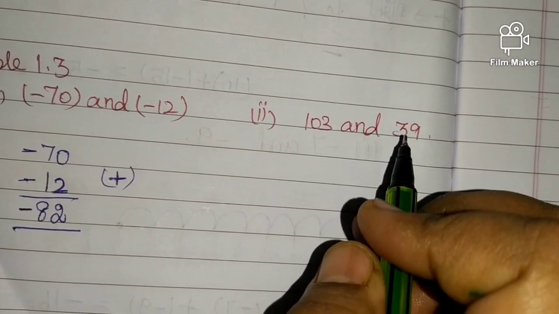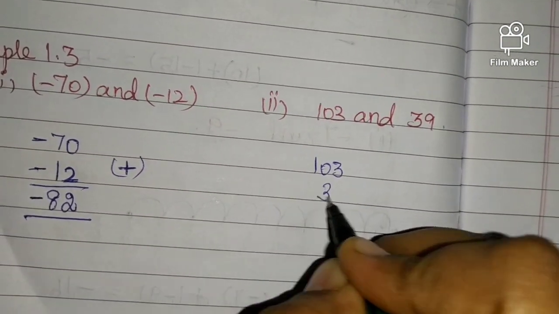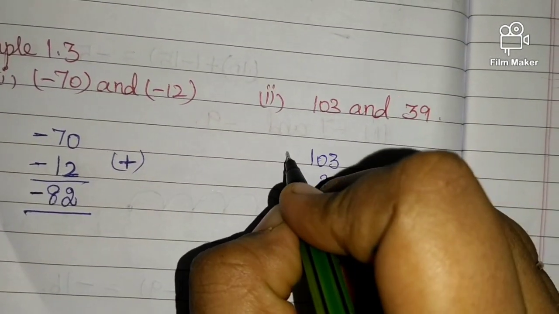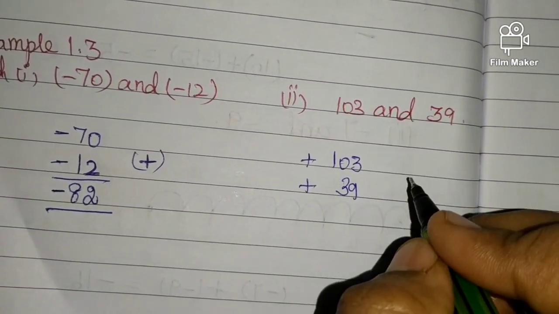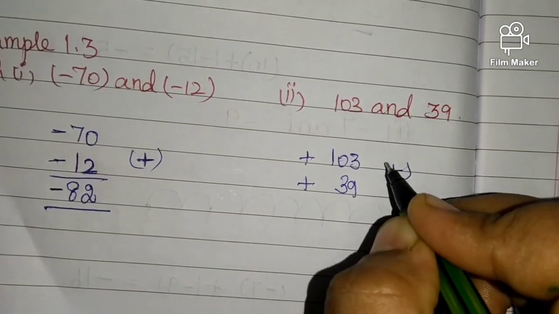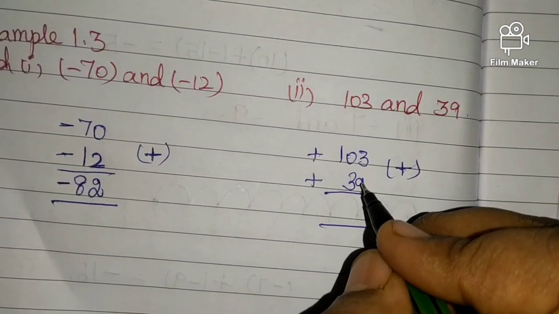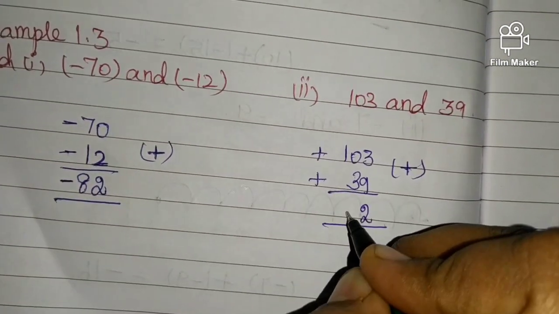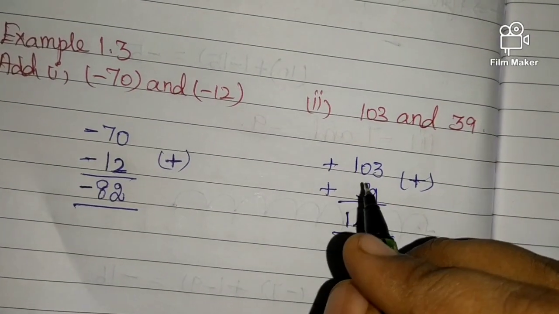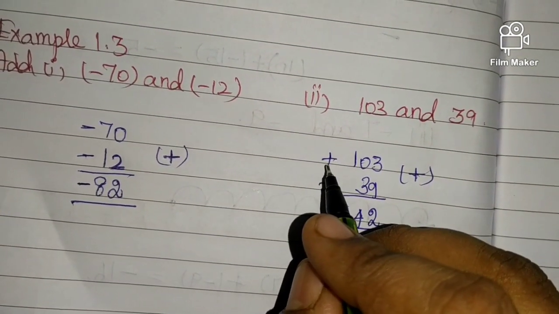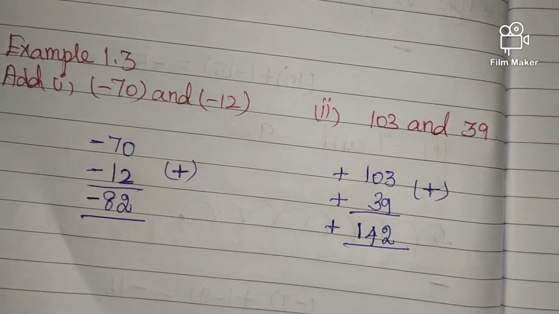here 103 and 39. If no symbol is given before the number, we should consider it as a positive. So both the symbols are same, we just do the addition. 9 plus 3 is 12, carry 1 is 4. Answer is 142. Okay, bigger number is 103. Before the bigger number positive is there, so we just give the positive sign.